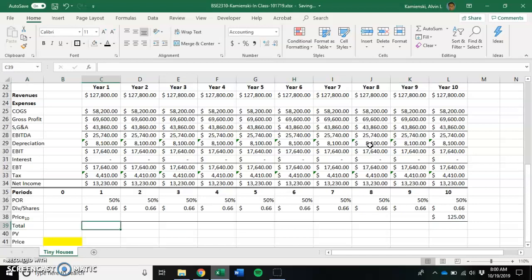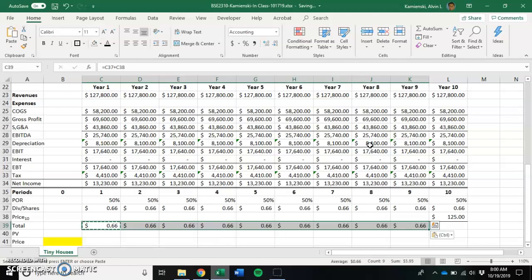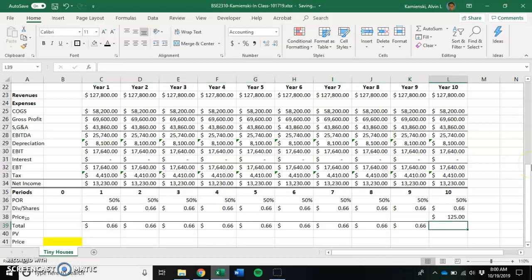So if I'm a shareholder in any given period, I'm going to get both dividends and, if I were to sell, a future price. So in the second year, in the third year, in the fourth year, and etc., through the 9th year, I'm going to get 66 cents. But in that last period, I get both the 66 cents and the $125 as my sale price.